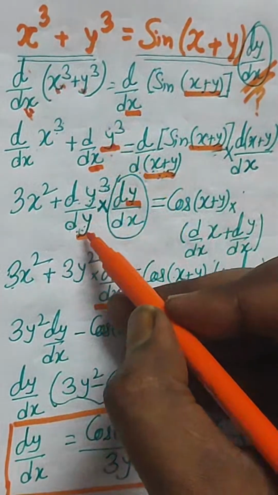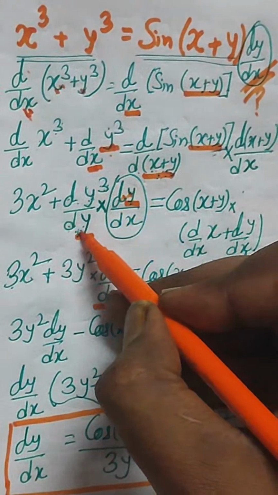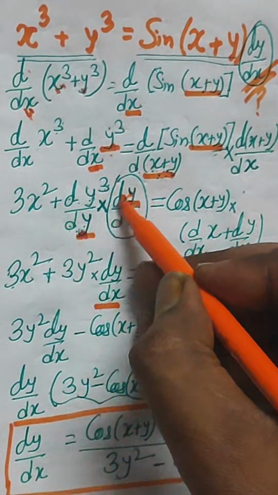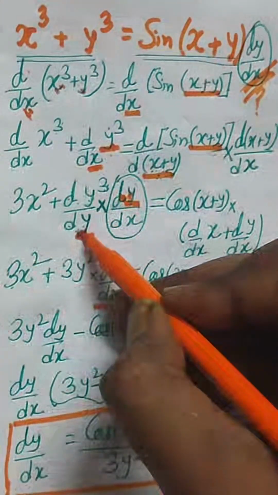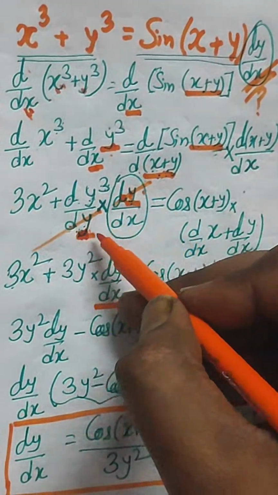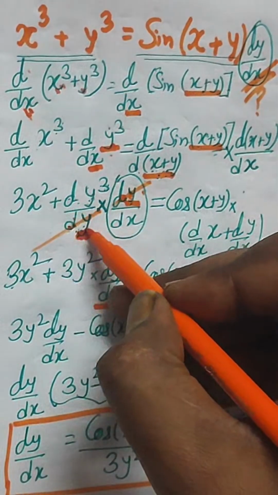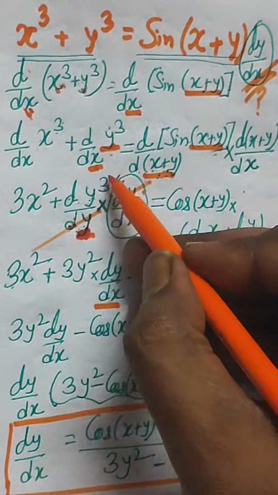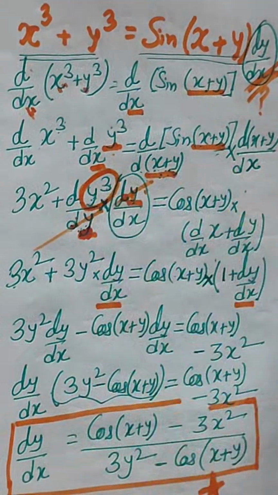So that's why dy by dy is inserted into the numerator and denominator over here. What is the benefit of insertion of dy by dy? You can see it will be cancelled out. But the benefit of insertion is that unless differentiation with respect to y is mentioned, we will not be able to differentiate this y cube.